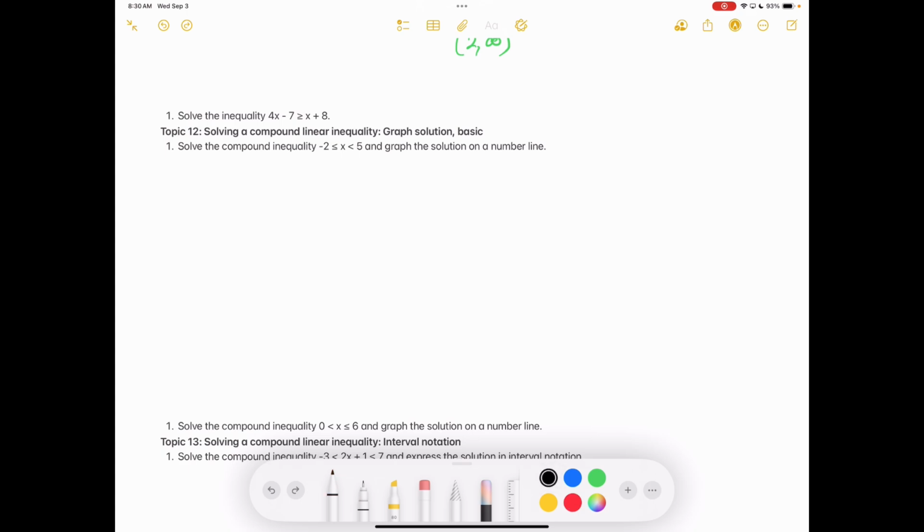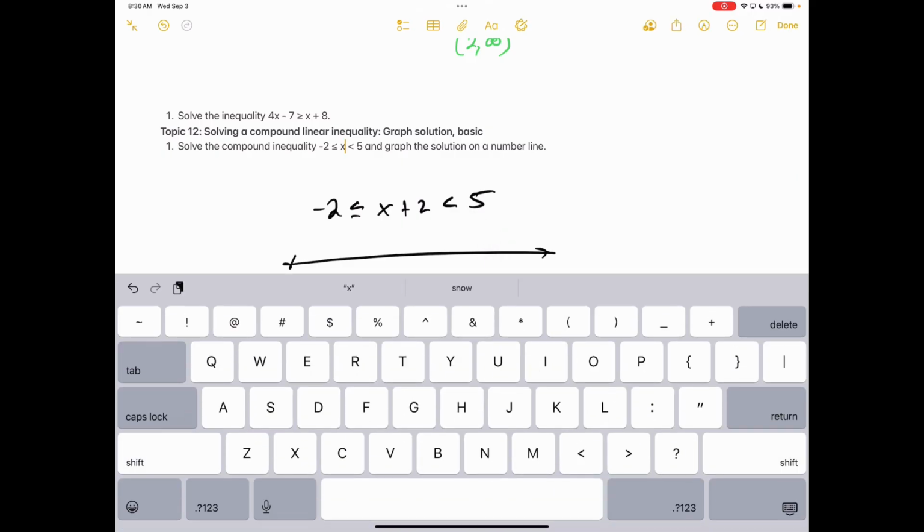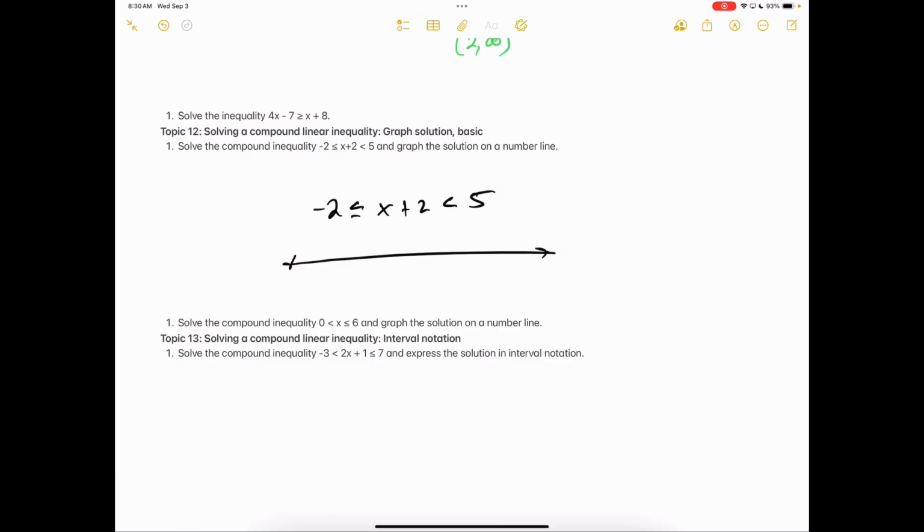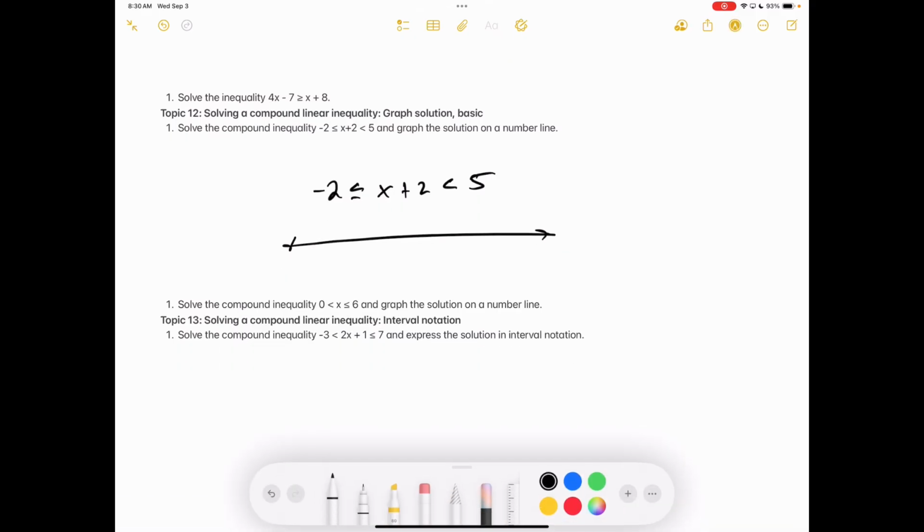This says solve the compound inequality. Well, it's already solved. And graph the solution. Sorry, I know you're writing stuff, but let's put a +2 in there. Just to have something to work with here instead of just graphing it.